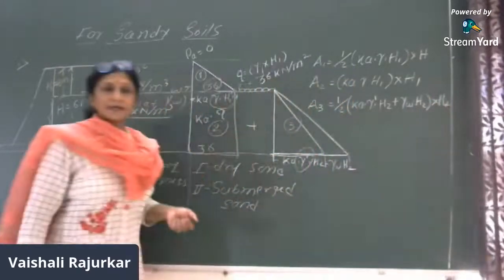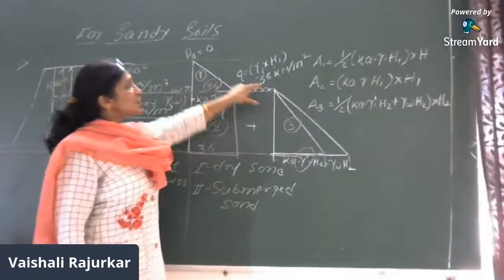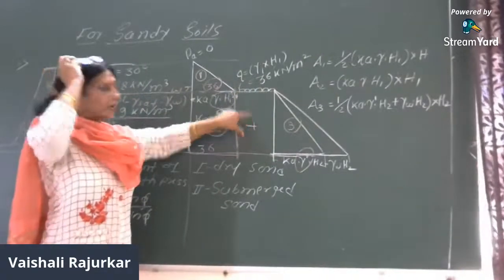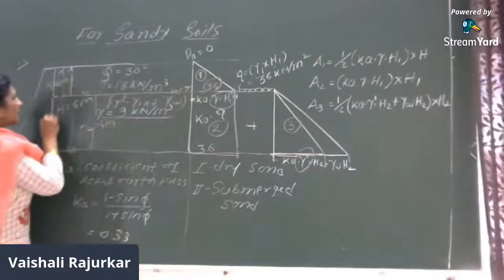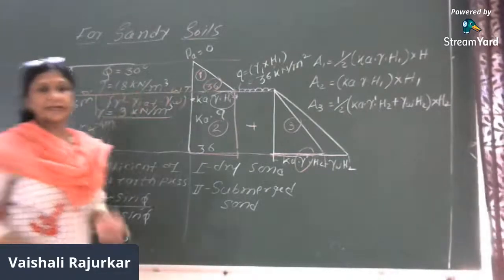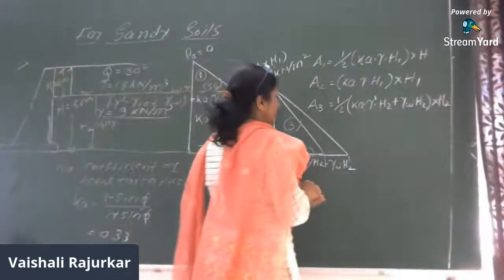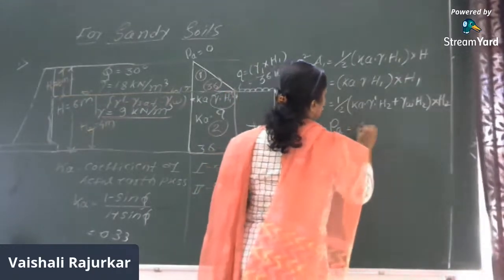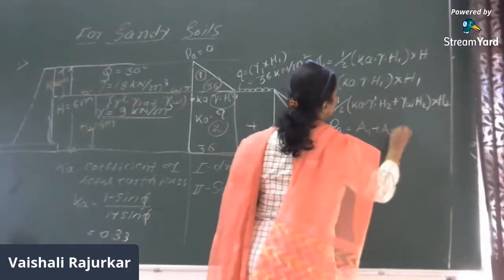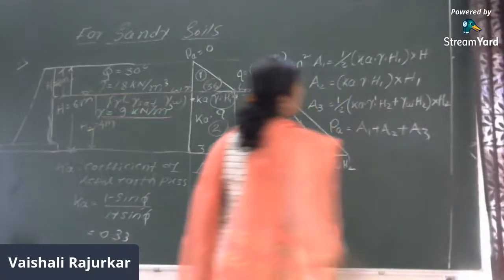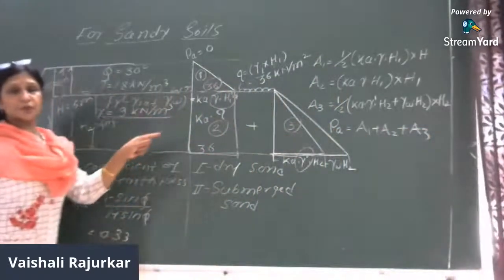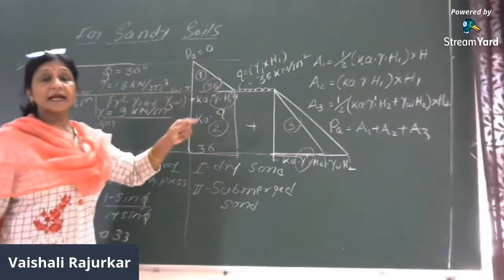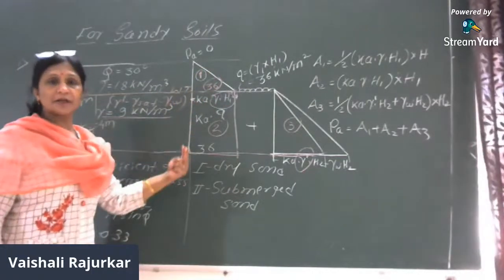Why are we taking it as H2? Because H2 is the height of the second layer, and we are calculating it for a particular second layer, therefore H2 will be taken into consideration. So what is total PA in this case? PA is A1 plus A2 plus A3. Now this combined pressure distribution diagram, that is combined PA, will be at Z bar distance from the water.